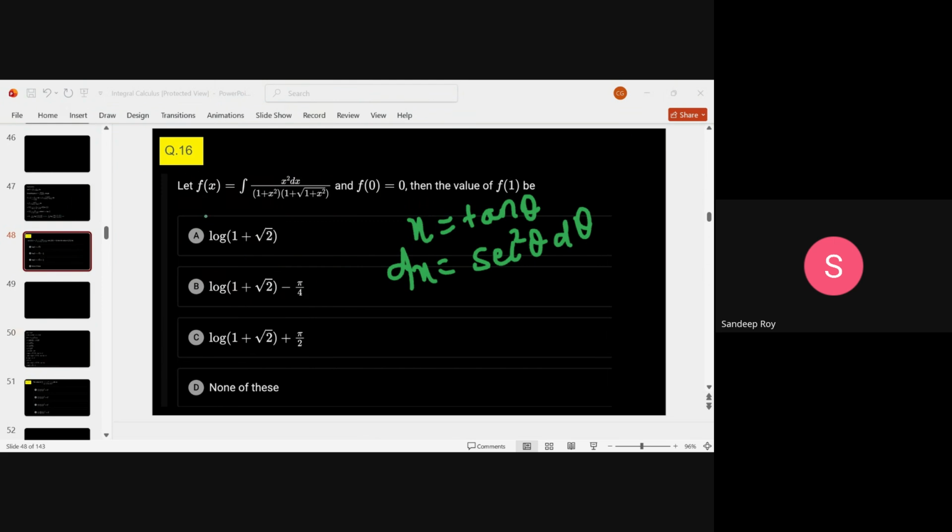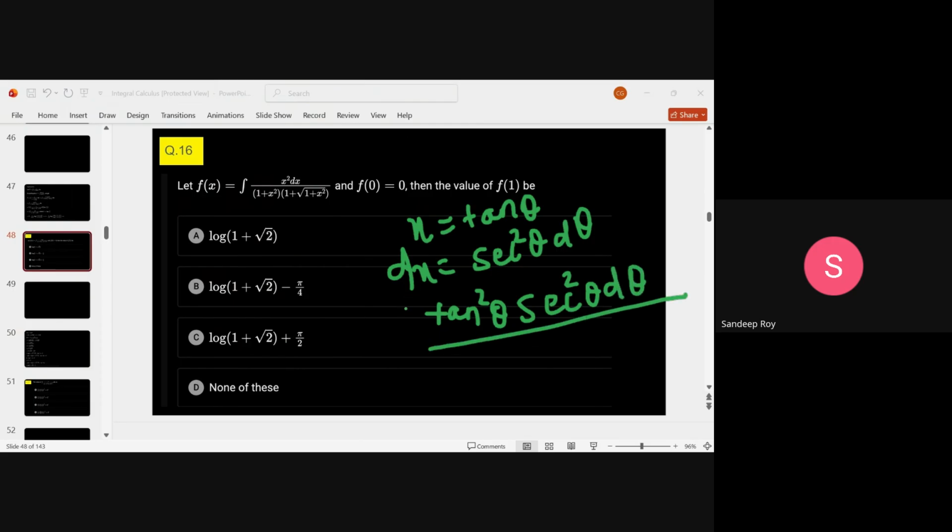Then the integral will be how much? If I substitute everything over here, the numerator part will be tan square theta into secant square theta, because x square is there, so that is tan square theta directly. Let me write tan square theta, and the dx value I got is secant square theta into d theta. So that is all about the numerator part.